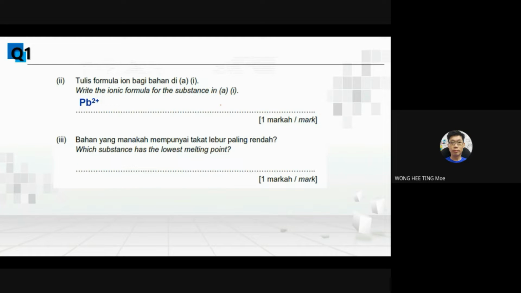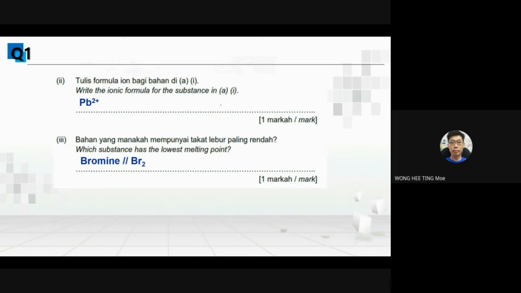Next, which substance has the lowest melting point? Melting point here will be the covalent compound, the molecules, because it has the weak van der Waals force. Then, if the question changes, which substance has the highest melting point among these three? Which one is highest? Highest melting point or boiling point?